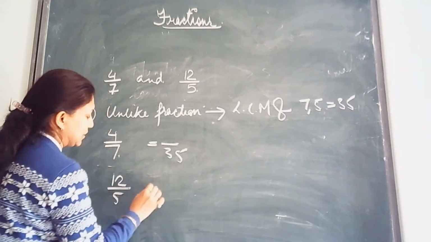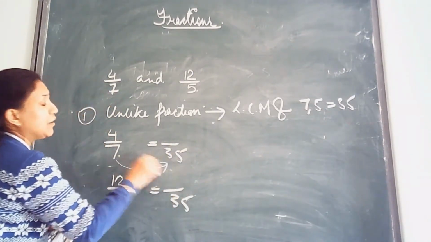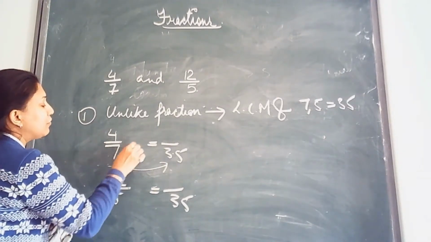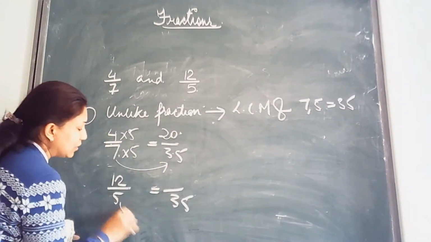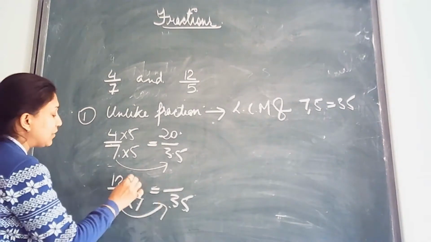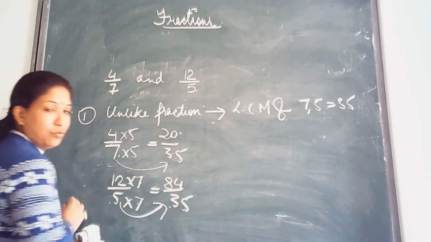After that, as I told you, you write down the fractions one below the other and compare with the LCM. So what is happening? You are converting it into an equivalent fraction. In the 7 times table, you get 35 with 5 times. Multiply this with the numerator. This will become 20. Same thing here. 7 times 5 is 35. Multiply this also. This will give you 84.